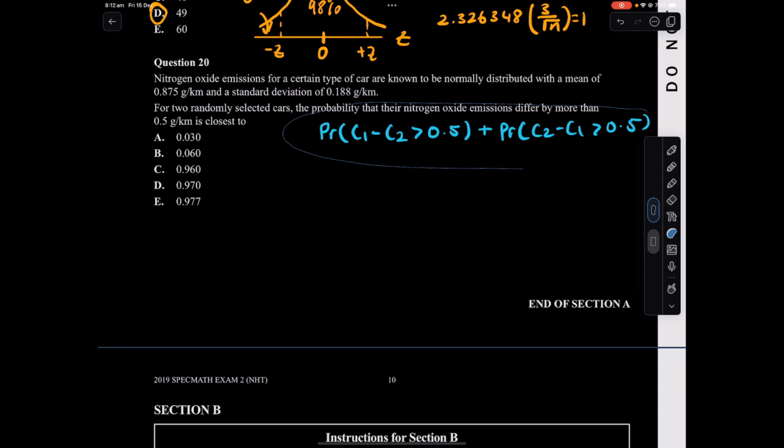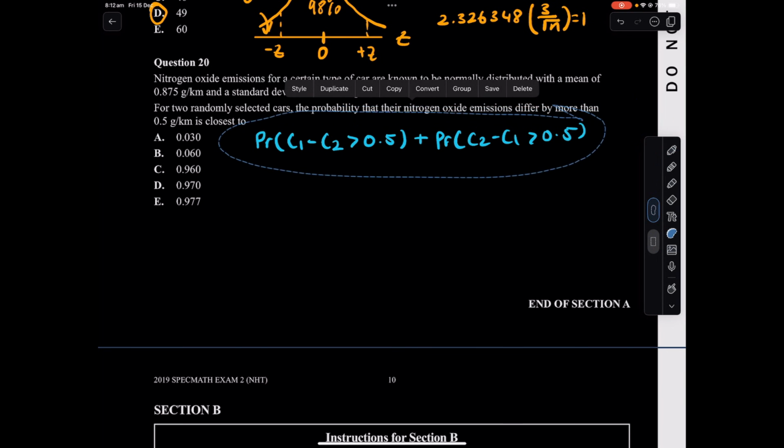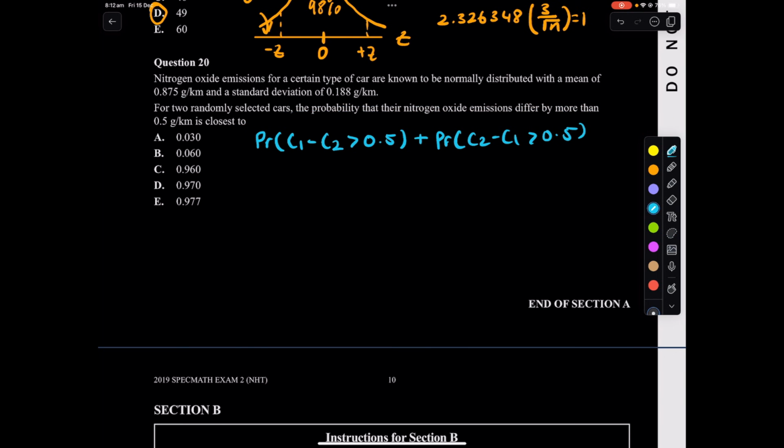Remember, the question is very, very tricky in this one, because they've just said that the nitrogen oxide emissions differ by more than this. They're not telling you which car. So we need to take the case that first car 1 minus car 2 is going to be greater, or car 2 minus car 1 is this.